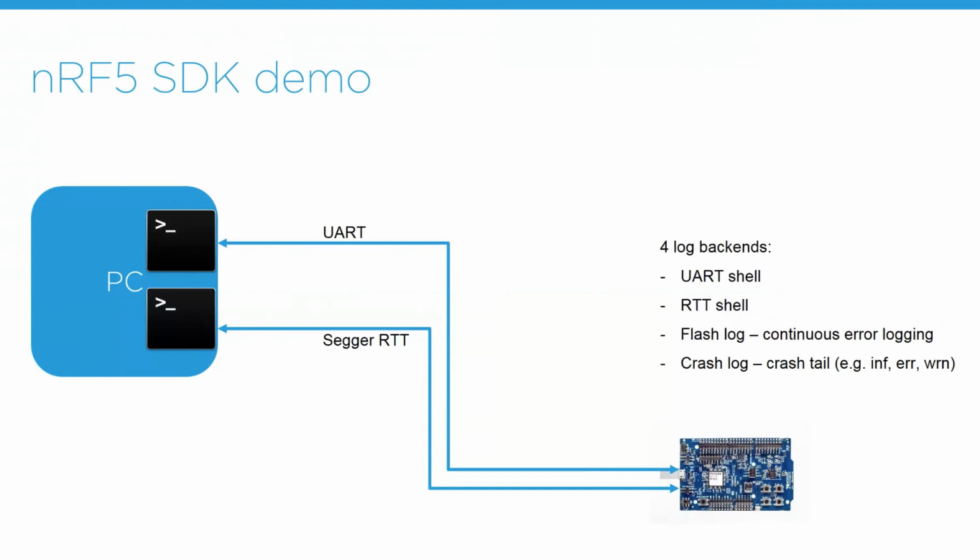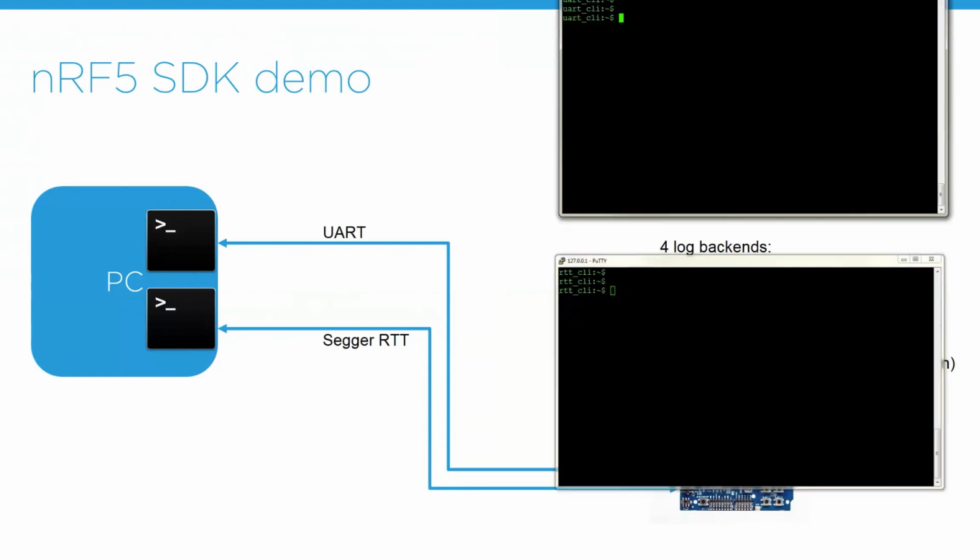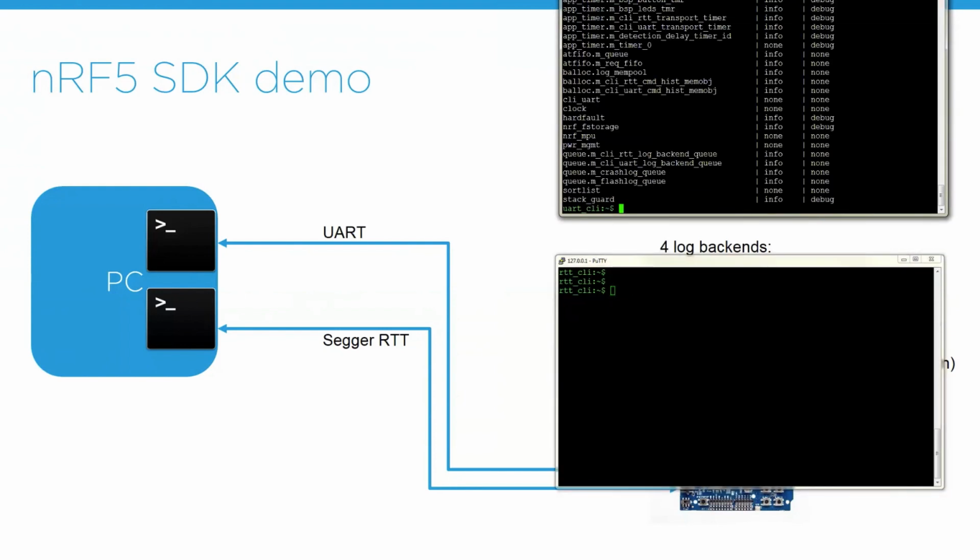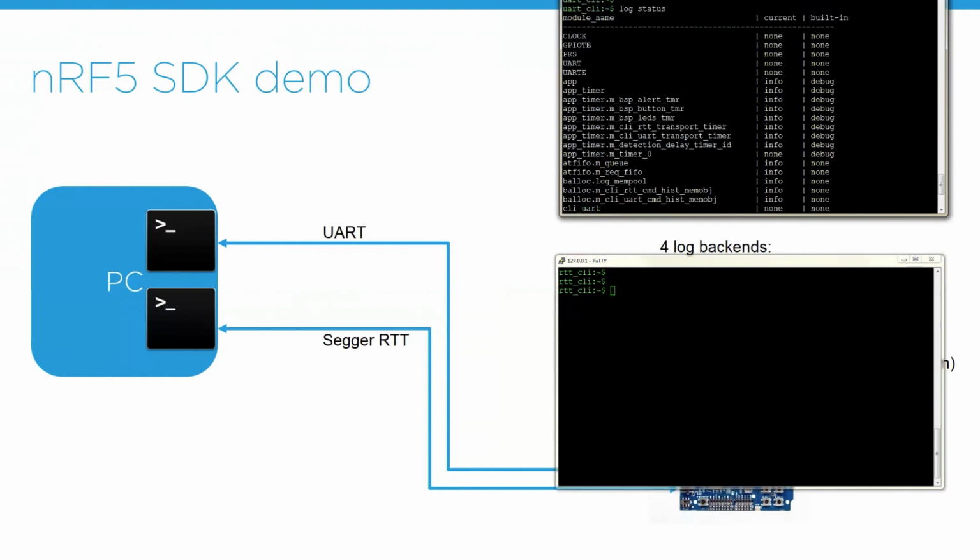Now, maybe first I will show you, in this example, we have many more modules that can be controlled. For example, in our SDK, we have uptimer, which is kind of like a system timer. And we have multiple instances running in the system. We compiled in the debug level of logs, but only info is enabled on all of them, and only the M timer 0 has logs disabled.